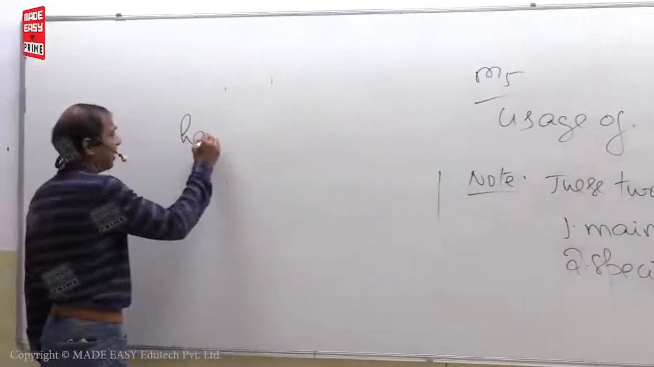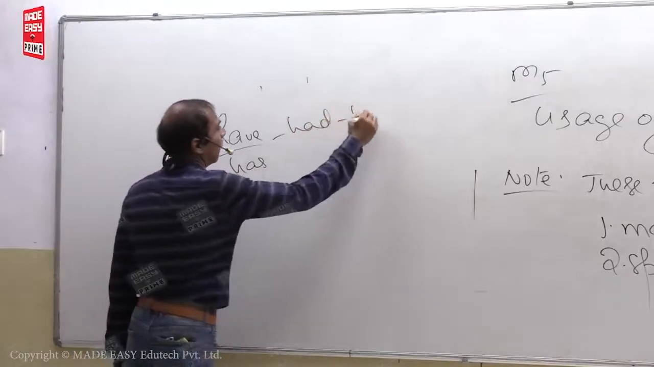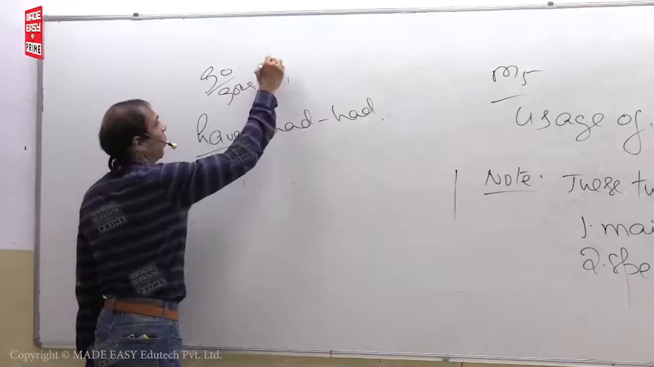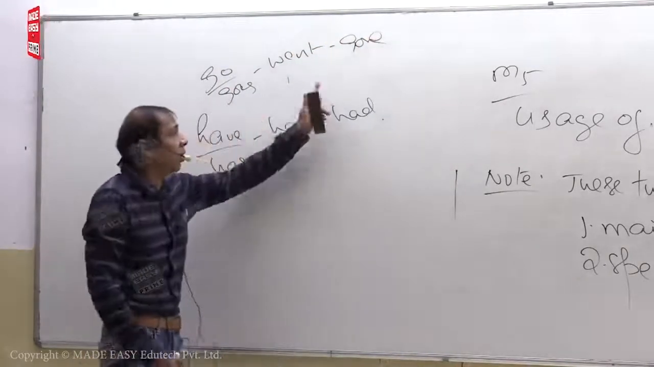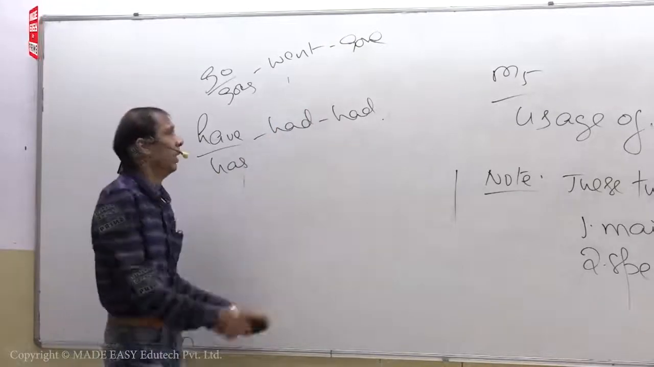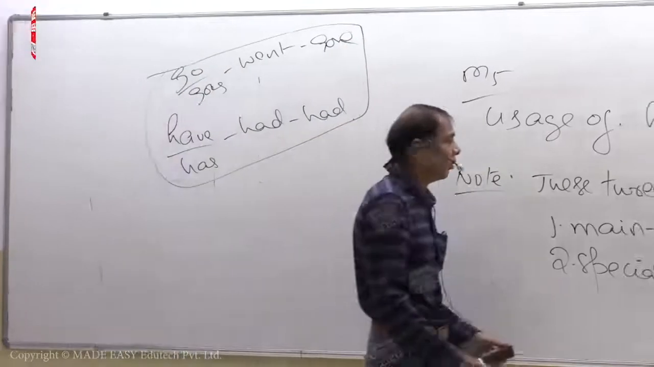First, let us take the 3 forms. Have has 3 forms: have, has, had, had, just like go, goes, went, gone. Have also has 3 forms: have, has, had, had. Okay? Now look at the board. My dear students, see.